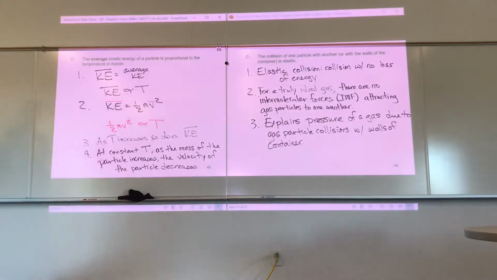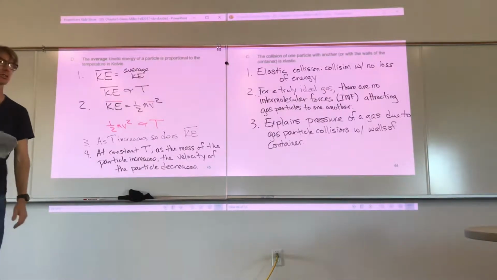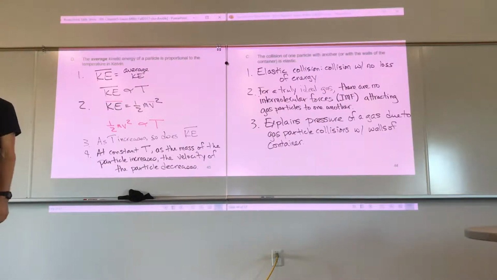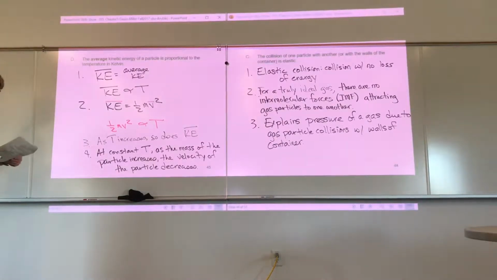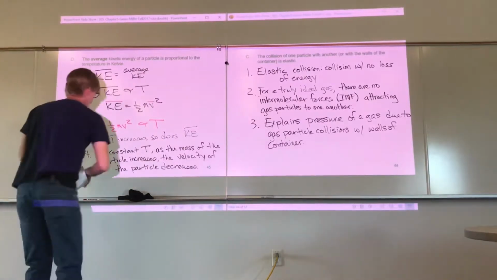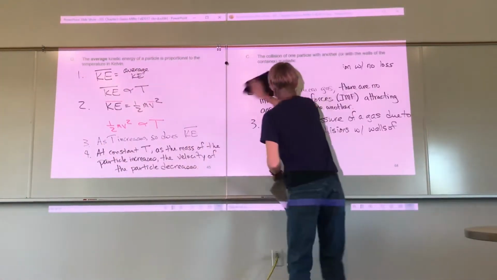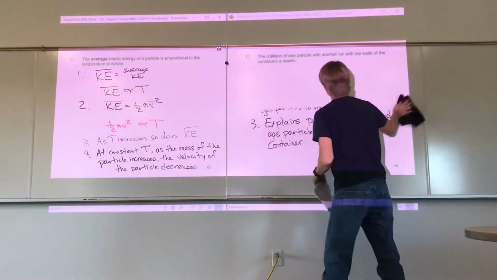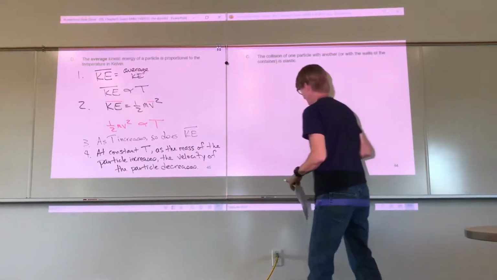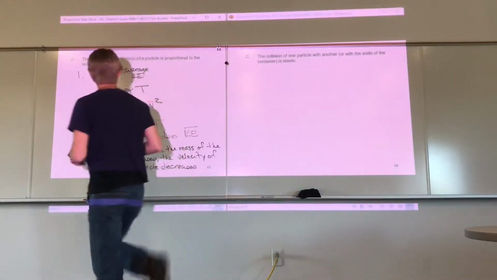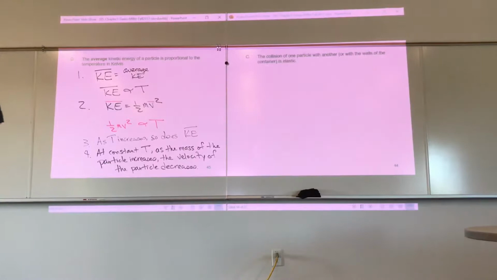Still probably traveling 500 meters per second for an oxygen molecule, that's O2, whereas a hydrogen molecule, H2, probably traveling closer to 2,000 meters per second. They're all moving fast. The question is how fast. All right. Yeah, let's move on. I think I have more to say, but we'll say it later.